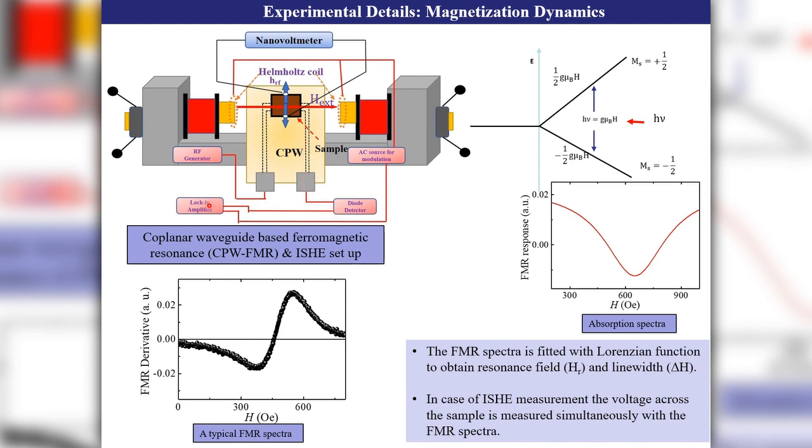detector, which passes to the lock-in amplifier, giving this absorption curve, which you are seeing. This is an absorption spectra, whose derivative we see as the ferromagnetic FMR derivative, whose crossing over point is the H resonance point, and this peak to peak distance is delta H, which we use for the fitting parameters. And for ISHE, we measure the voltage across the sample simultaneously with FMR spectra using a nanovoltmeter.